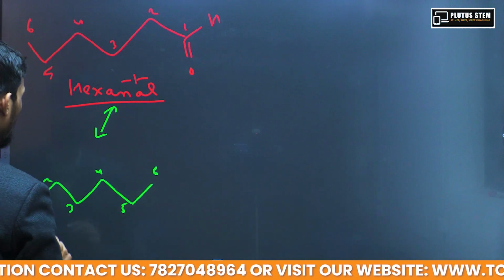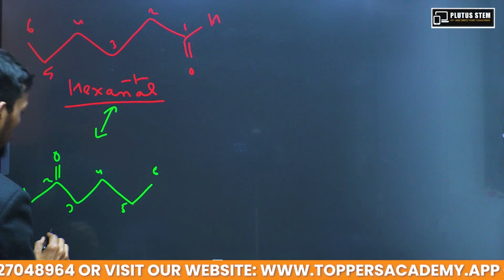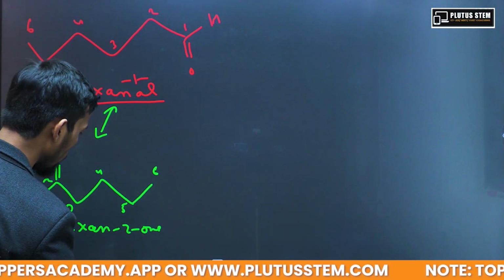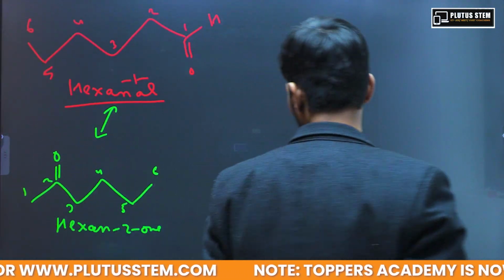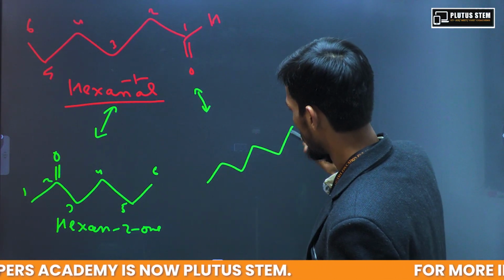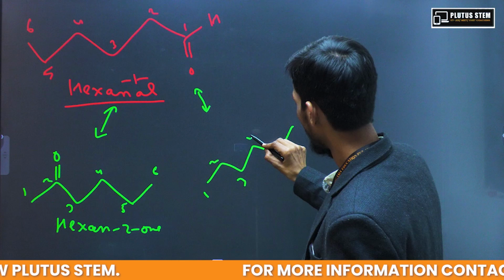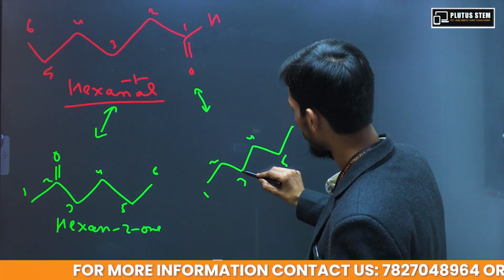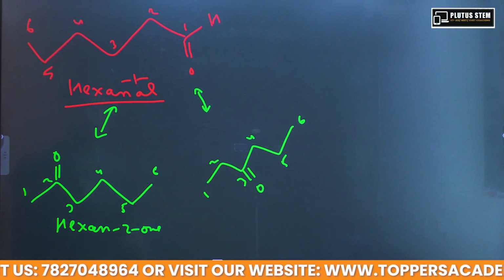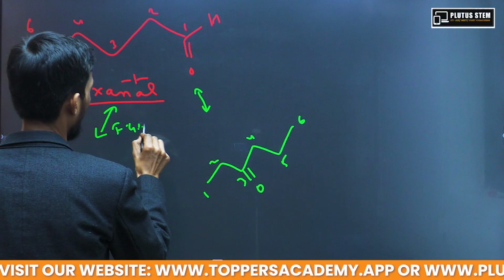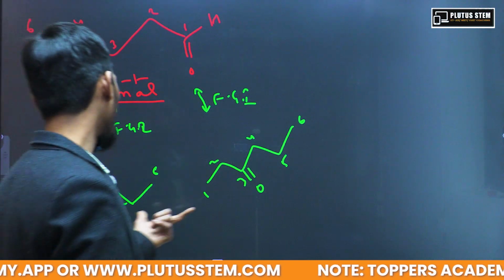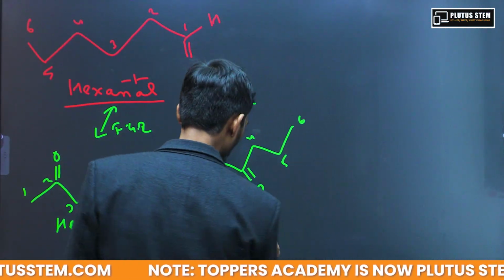Double bond at this position. The name of this compound is hexan-2-one. Can we draw some other possibilities? One, two, three, four, five, six, like this. So these are the two possibilities: 2 position and 3 position. Hexan-2-one and hexan-3-one.